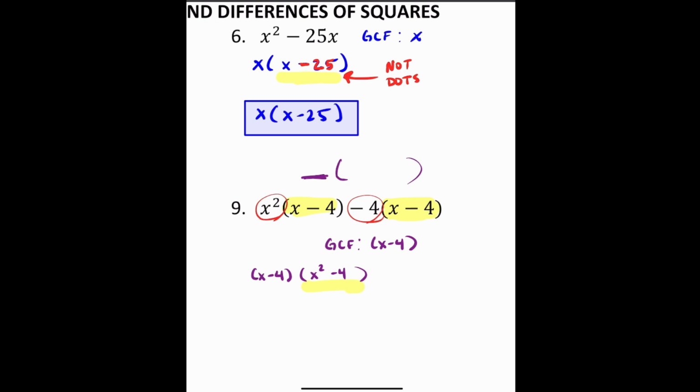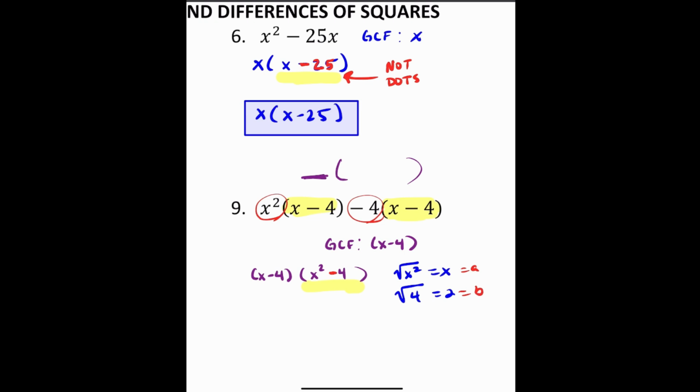Now look at the remainder. We have x squared minus 4. Yes, these two terms are separated by a minus sign. And yes, x squared is a perfect square and 4 is a perfect square. So we're going to take the square root of each to figure out our a and b values. So the square root of x to the second is x, and the square root of 4 is 2. This is our a, this is our b.